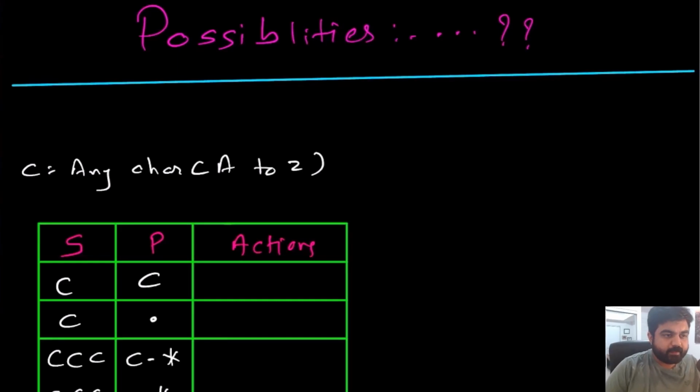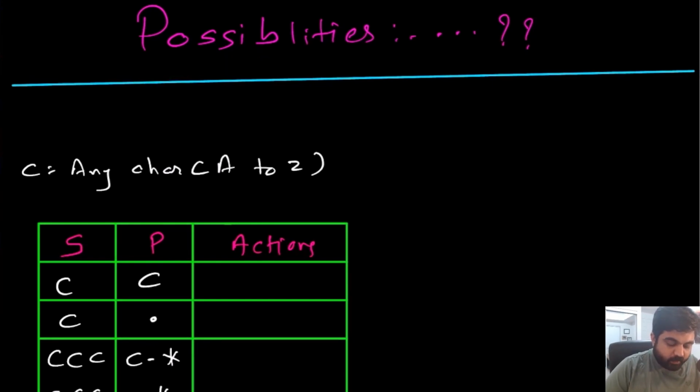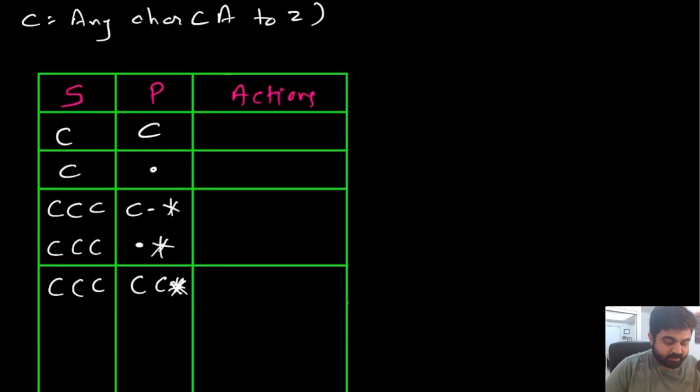Okay, now before we come up with the solution, first let's see what the different possibilities for our problem could be and what different things we can do in the solution. I have drawn a table over here where I'm representing different string values and pattern values, and we'll see what happens in every single scenario and what actions we can take.